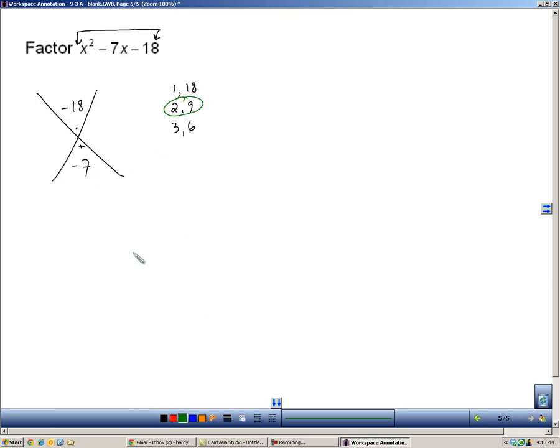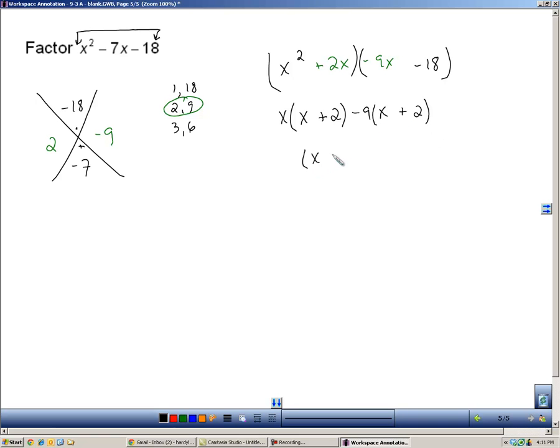Yeah, it looks like I can get a negative 7 if I have a 2 and a negative 9. Now, when you multiply those, you get negative 18. When you add them, you get negative 7. So that will work. Rewriting my trinomial, I'll use positive 2x and negative 9x. Then we'll do grouping. The negative goes with the 9, so x times x plus 2. And now I'm going to take out a negative 9 because I noticed that I needed a positive x and a positive 2. So then I got x plus 2 times x minus 9.